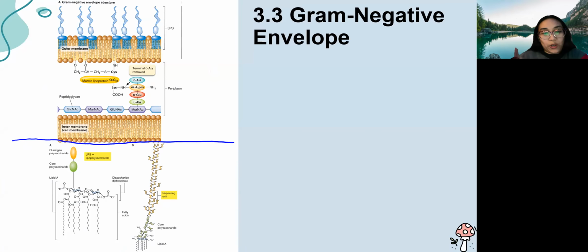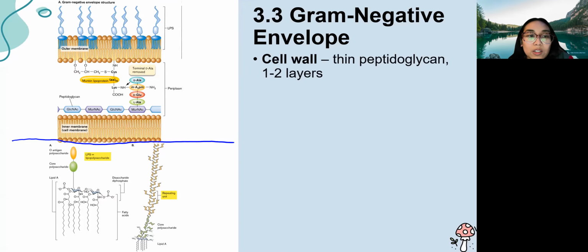Sorry about that. Anyway, some key highlights of the gram-negative envelope are that they have a cell wall, just like the gram-positives do, but their peptidoglycan layer is very thin. There's usually only one or two layers. As you can see here, there's only one layer of the NAMs and NAGs. So that's that.